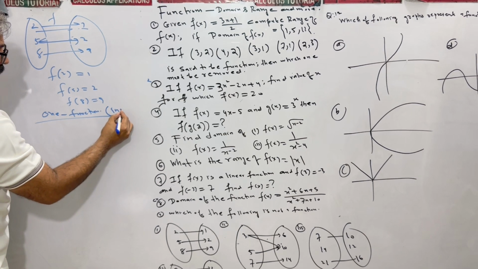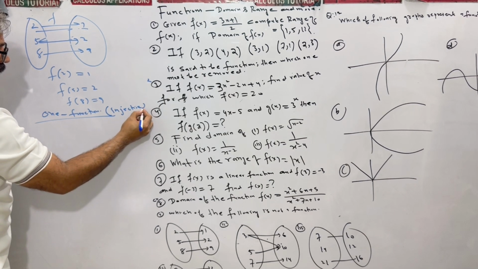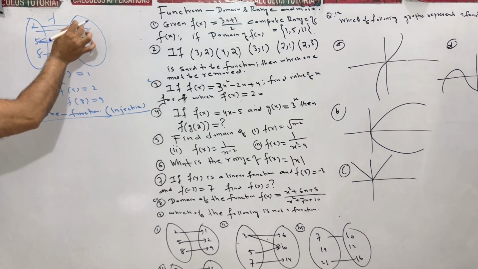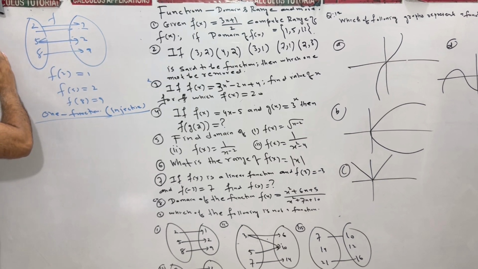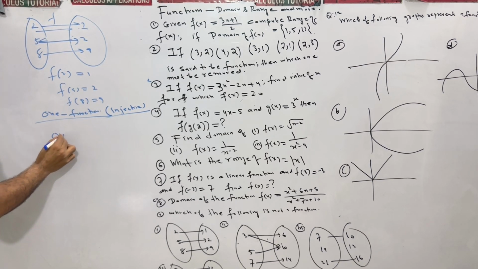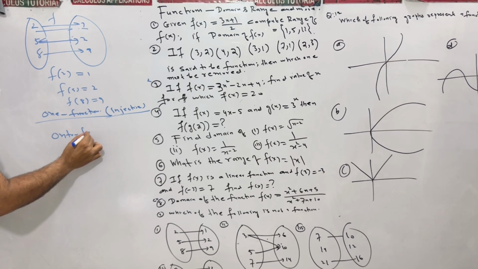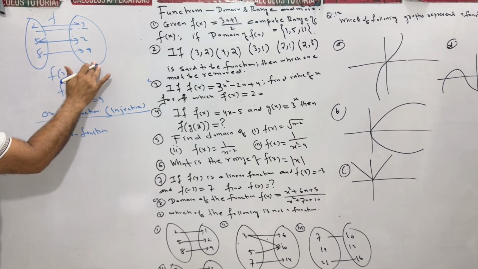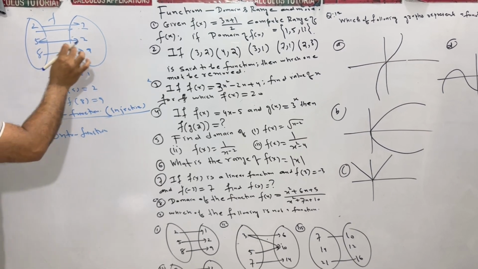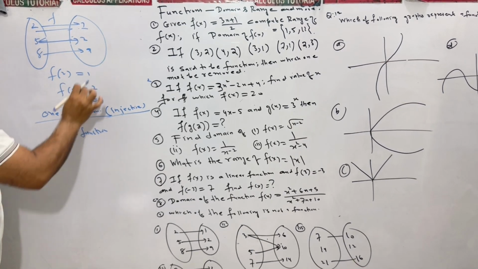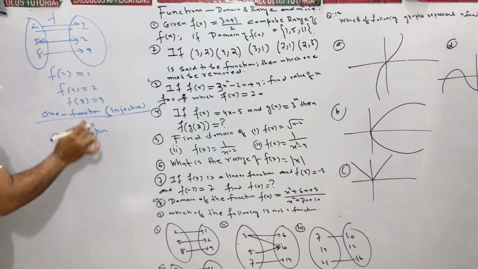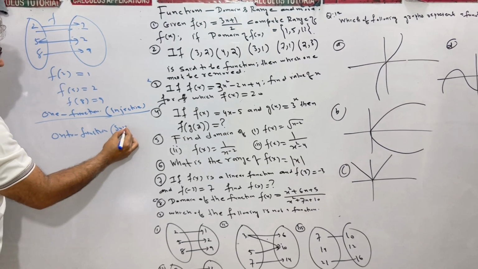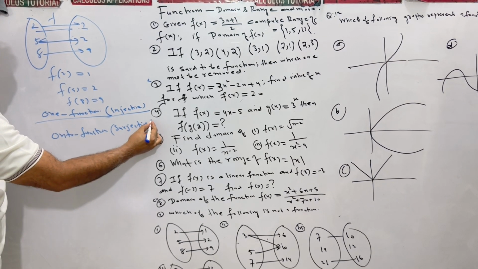One-one is also called injective. Now, if the range is completely covered, or simply no element of the range is missing, it is known as an onto function. Onto is also called surjective.